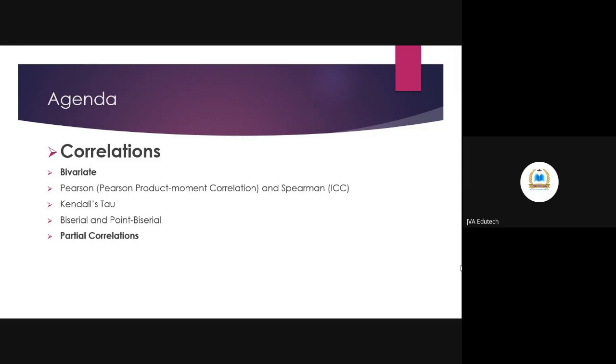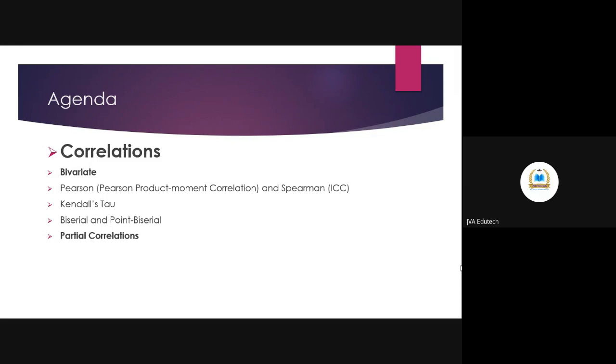Particularly, they are divided into bivariate and partial. Then bivariate is again divided into three types. The first one is the Pearson correlation, also known as product moment correlation. Pearson correlation is applied when both of the variables between which you are trying to measure the relationship are continuous in nature, meaning taken on an interval scale or a ratio scale, continuous or metric. Then you perform Pearson correlation, which is also known as Pearson product moment correlation. That is its full name.